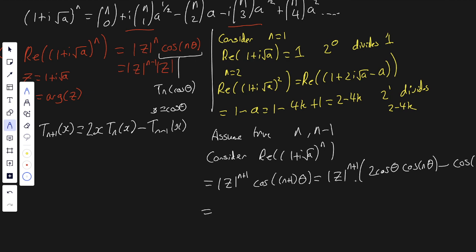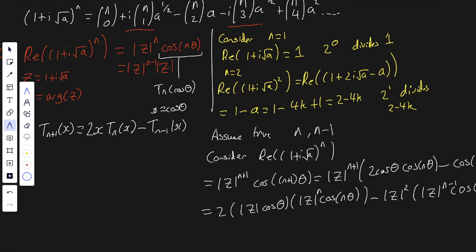Okay, now at this point we can distribute the absolute values of z quite nicely. So we can bring out 2 from this part. We're going to have modulus of z cos theta, which we know is divisible in the n equals 1 case, multiplied by modulus of z to the power of n cos n theta. And then we're going to have minus modulus of z squared times modulus of z to the n minus 1 cos n minus 1 theta.